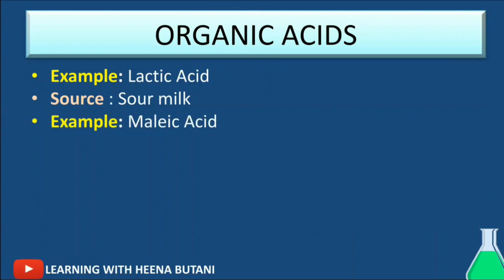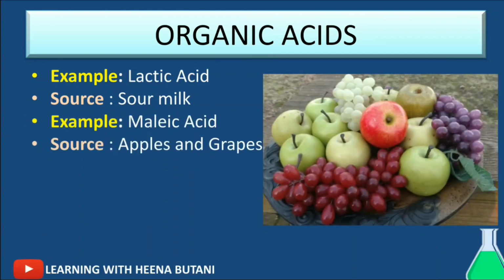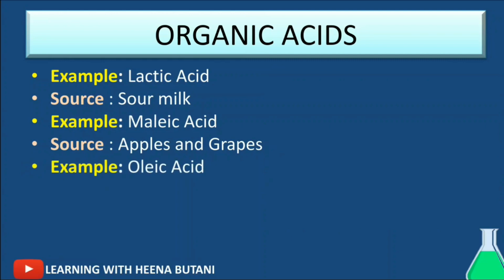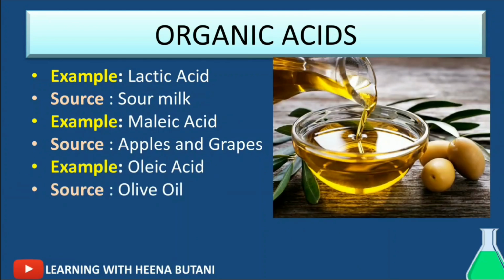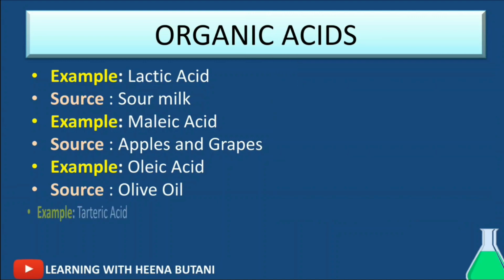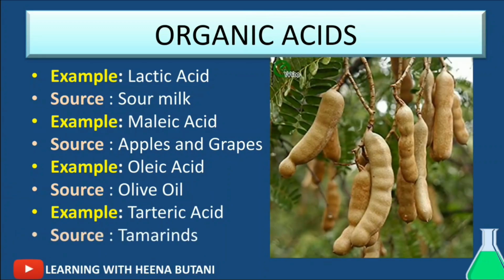Then malic acid, it is present in apples and grapes. Then oleic acid, it is present in olive oil. Now these are the examples and sources of organic acids we come across day-to-day life. Next example is tartaric acid. It is present in tamarind. It is, I think, favorite of many people, and majority of the people like it. It is the source of tartaric acid.